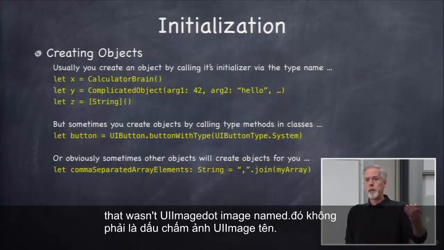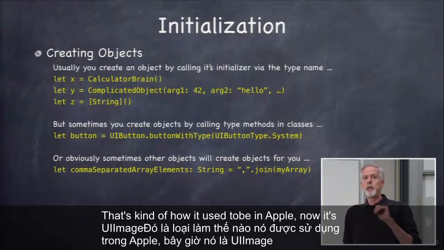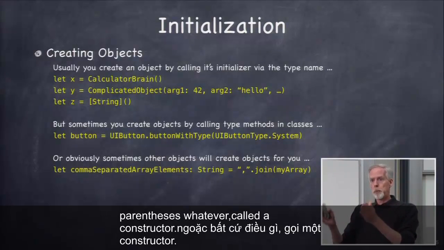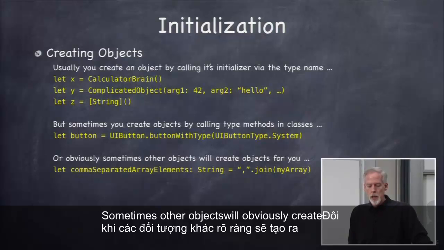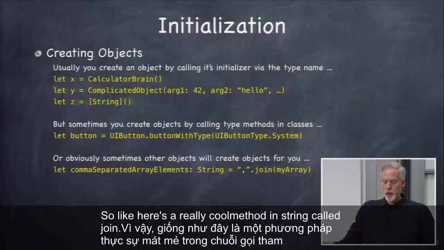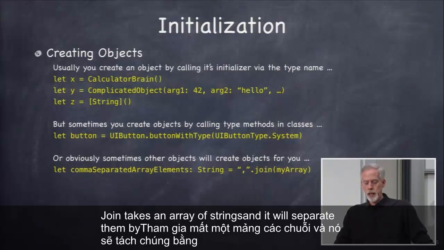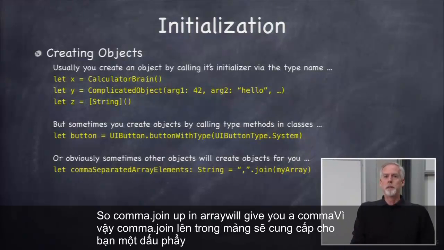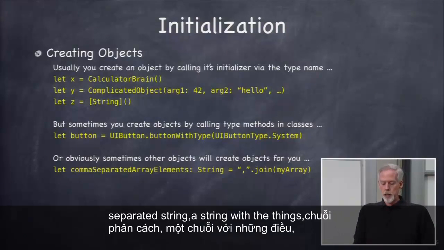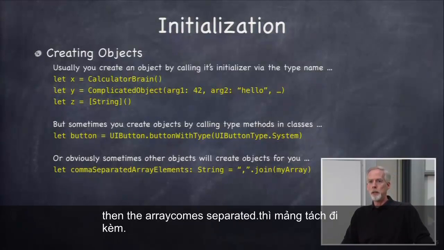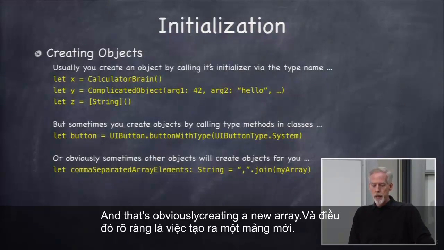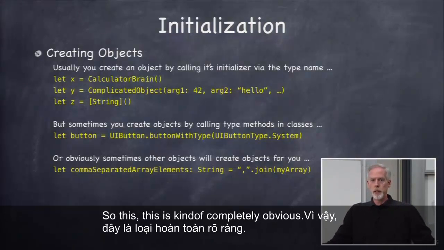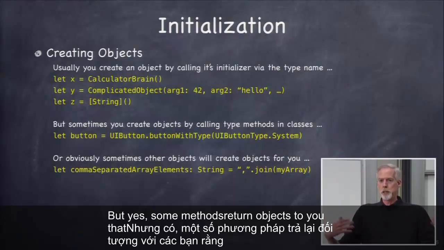Like remember UIImage on the previous page, that wasn't UIImage dot imageNamed. That's kind of how it used to be in Apple. Now it's UIImage parentheses whatever, call the constructor. Sometimes other objects will obviously create objects for you. So like here's a really cool method in String called join. Join takes an array of strings and it will separate them by whatever string you send join to. So comma dot join of an array will give you a comma separated string, a string with the things in the array comma separated. And that's obviously creating a new string. So this is kind of completely obvious, but yes, some methods return objects to you that were created.